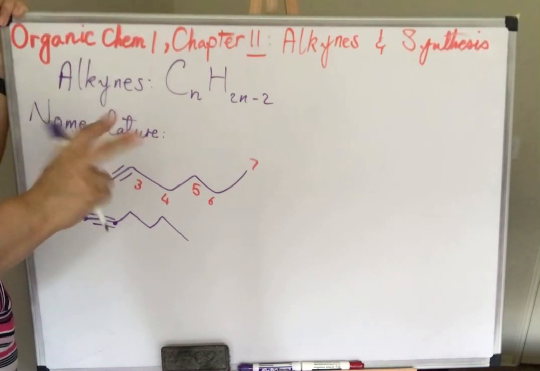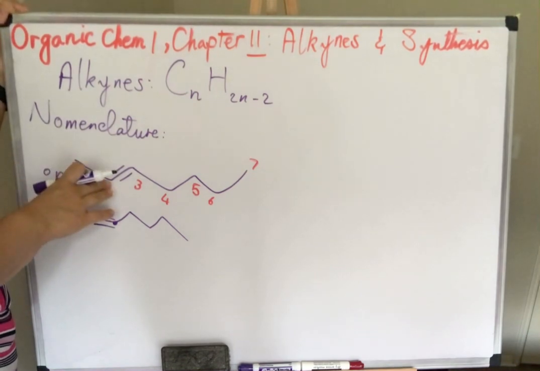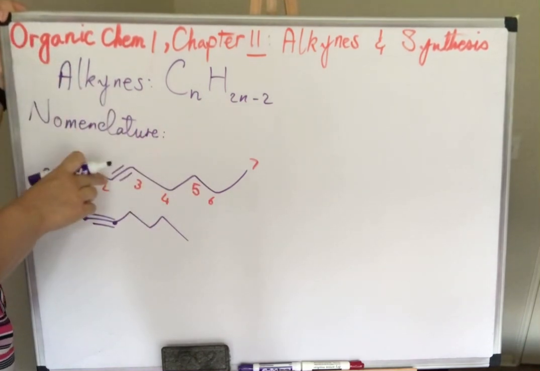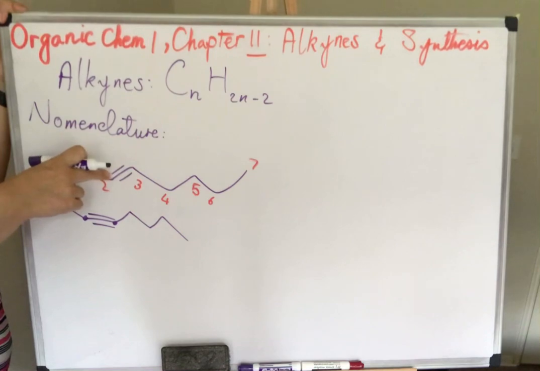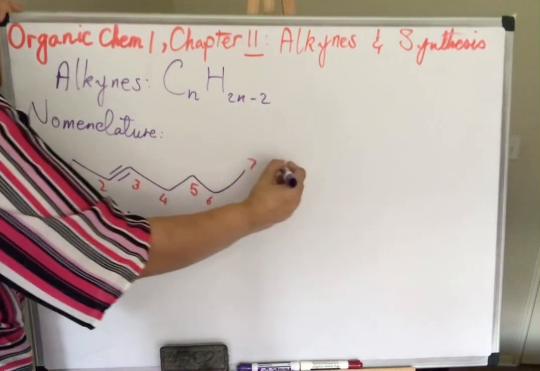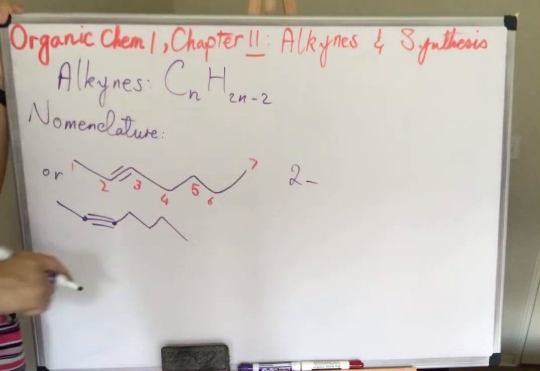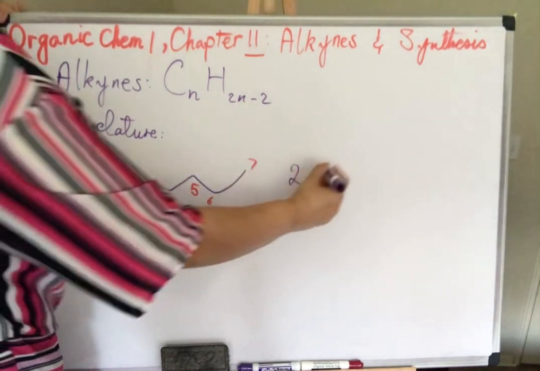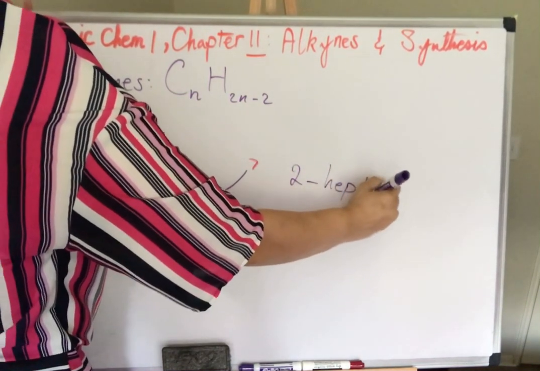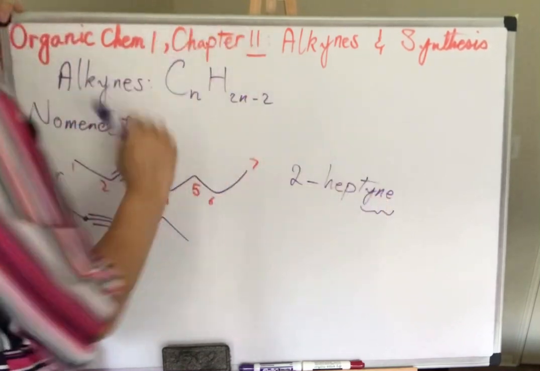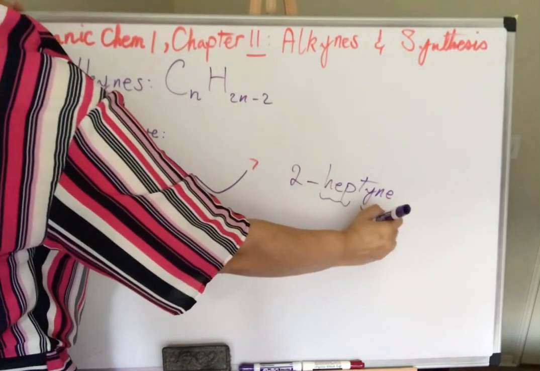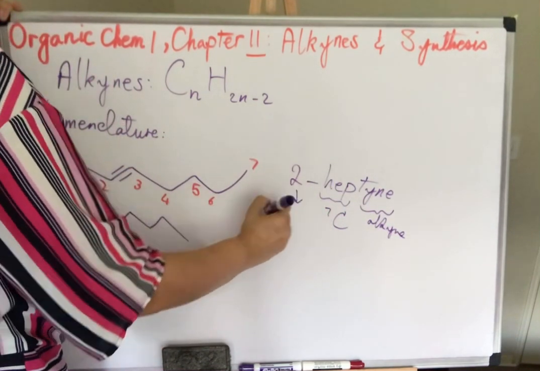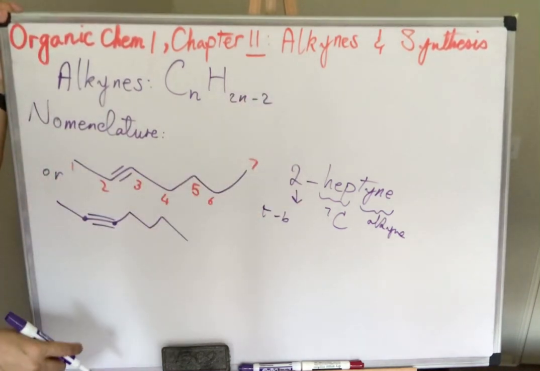There are 2 ways you can name this compound. First, you can mention the location of the triple bond. Where is it? Between 2 and 3. So we always number the one which starts the triple bond. So it's 2. How many carbons? 7. If it was an alkane, it would be heptane. Now it's an alkyne, so it would be heptyne. 2-heptyne. It shows that, first of all, this is an alkyne composed of 7 carbons, and this is the location of the triple bond without any branches.